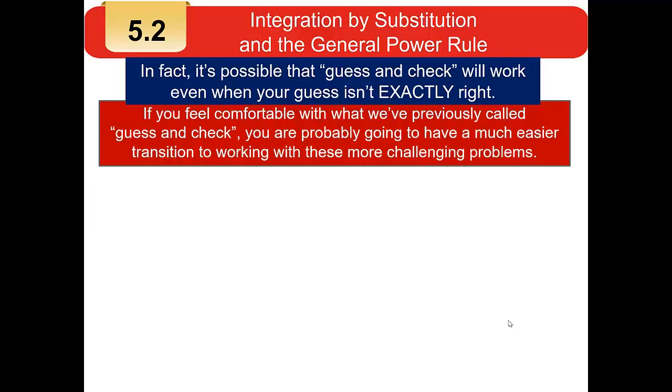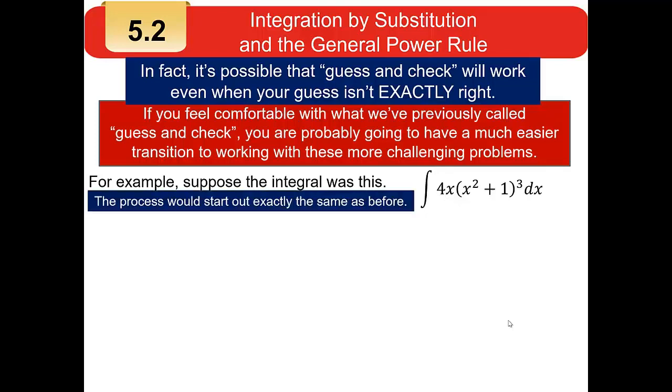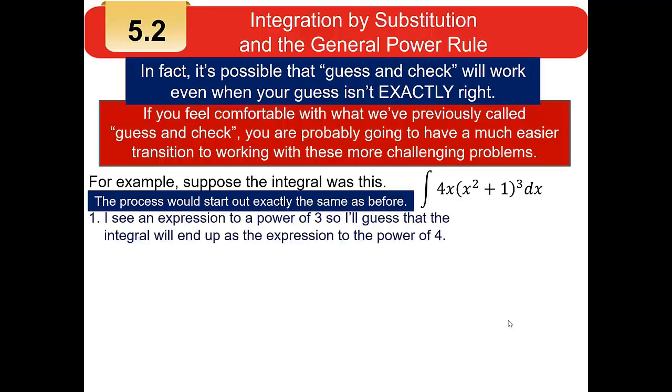It's also possible that guess and check can work even if the guess doesn't turn out to be exactly right. And I'll tell you what I mean by that in a moment. But let's change that example so that I change that 8 to a 4, but otherwise it's the same problem we solved a minute ago. Change the 8 to a 4. The process starts off the same, nothing different about it. You identify your guess as being that expression raised to the fourth power instead of the third power, so the guess stays the same. You still test it by taking the derivative. Again, this is an exact repeat of what we just did.